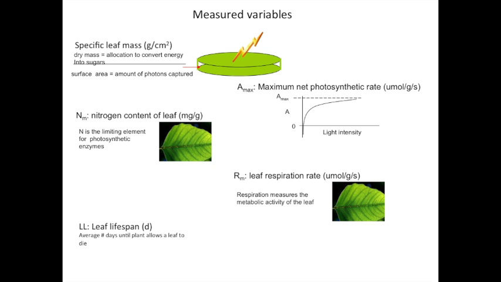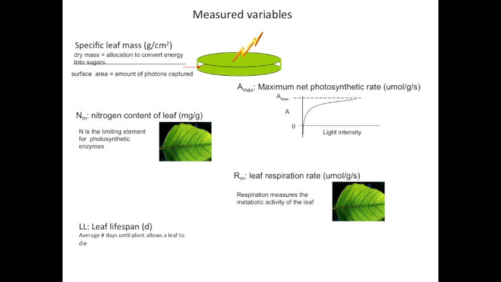So what were the variables that they measured? Well, first was a morphological variable called specific leaf mass, which is essentially the dry mass of a leaf divided by its surface area. The idea is the surface area is the amount of energy being captured by incoming photons. The dry mass is interpreted in some ways as the amount of machinery invested to convert this energy into sugars.